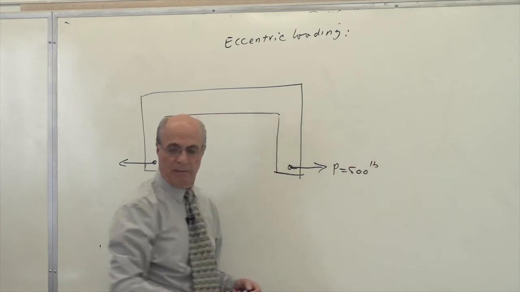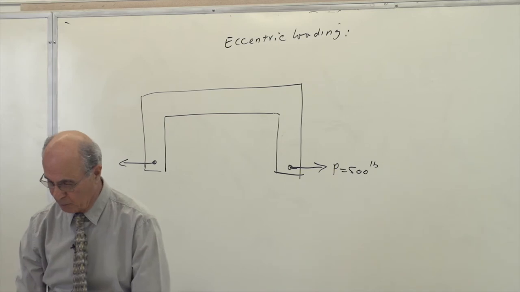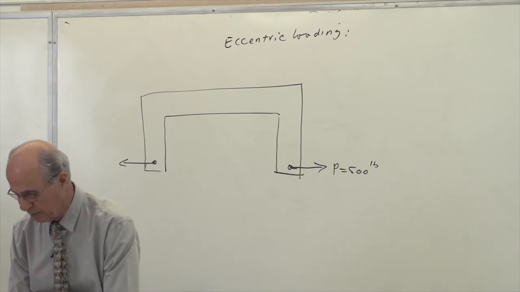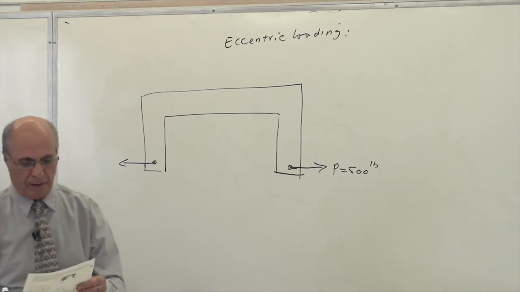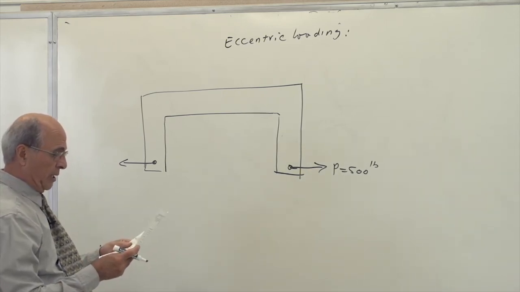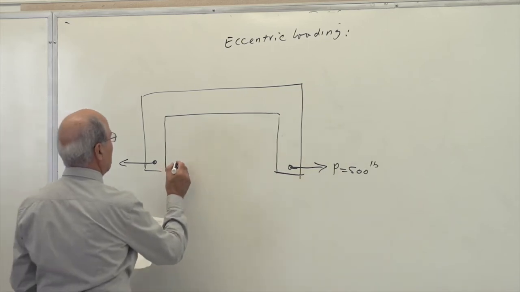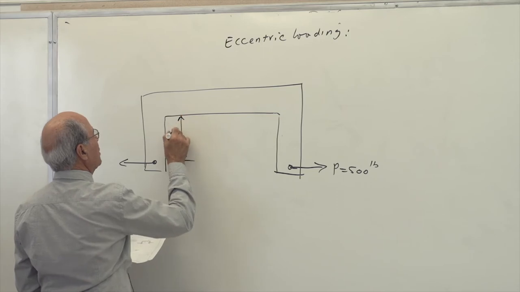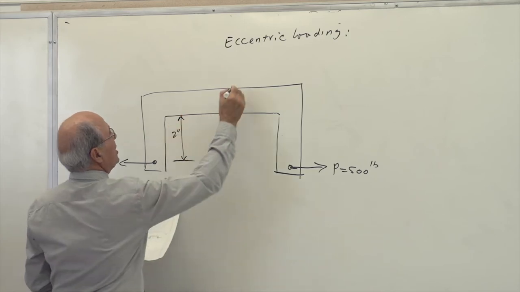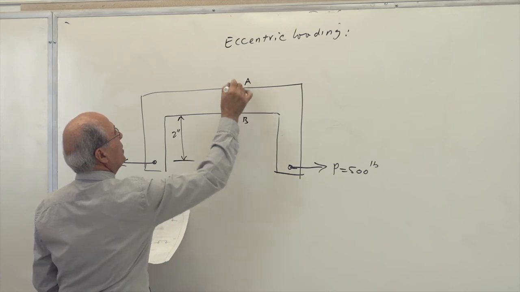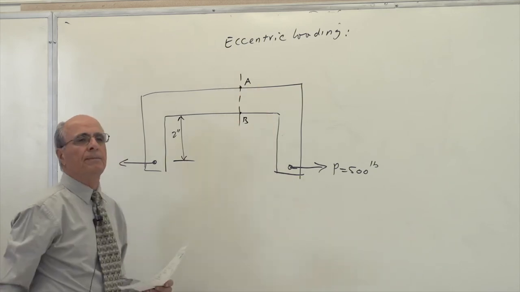500 pounds, I believe. Let me get my numbers so we know what we are talking about, the same question. So we have finished this, we have finished this. Okay, 500 pound force is given there. So, okay, the distance from here to here is 2 inches. Let's say I ask you to calculate the stresses at points A and B in this section here.